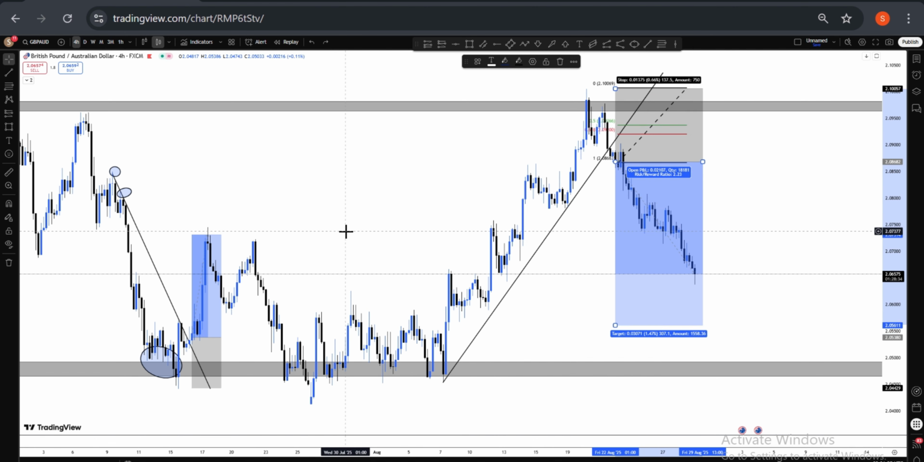One of the important things about trading is the ability to repeat your execution process. So once you're able to repeat your execution process, you'll be able to consistently make profit from the financial market.